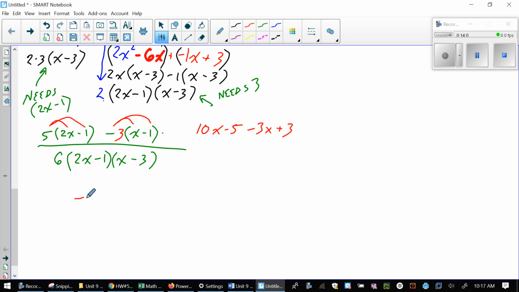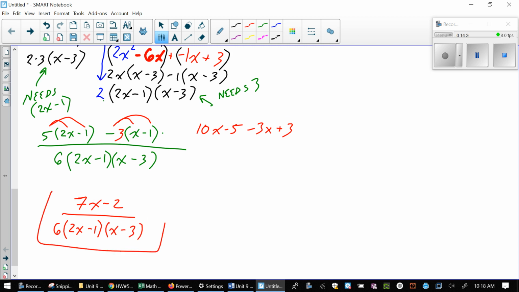I'm going to write it right down here. 10 minus 3 is 7x, and negative 5 plus 3 is negative 2. So there's my numerator. All right, and then our denominator, we're going to end up with the same thing. Don't start getting crazy and think you need to multiply that out because we have this beautiful factored form and we want to keep it that way. All right, look how nice that looks.